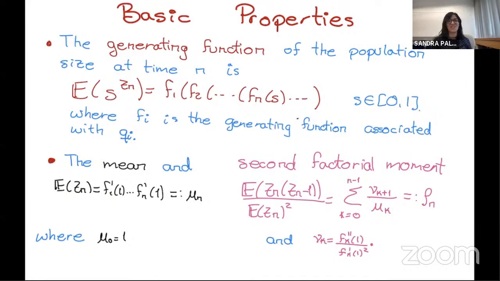So if we differentiate once and twice, we can obtain the mean and the second factorial moment of our population. For the mean, we can see that it is the product of the means at each generation. And we are going to call that mu(n), and mu0 is equal to 1. And for the second factorial moment, we can see that it depends on the first and second factorial moment of all the generations. It is this part here. And I'm going to denote by rho n the second factorial moment of the population at time n.